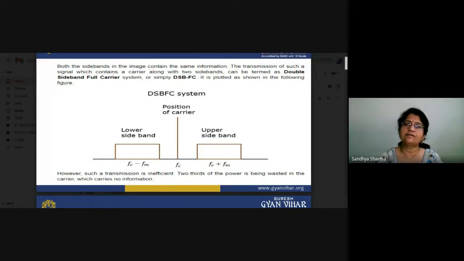If we are talking about amplitude modulators, there are two ways. Amplitude modulators DSB plus FC, where you transmit both sidebands with the help of the carrier signal. As we have always seen, when the carrier is transmitted in the DSB-FC system, two-thirds of the power is consumed in the carrier part. This is the wastage of power. Only one third of the power is consumed in the sidebands, and these sidebands contain our information.